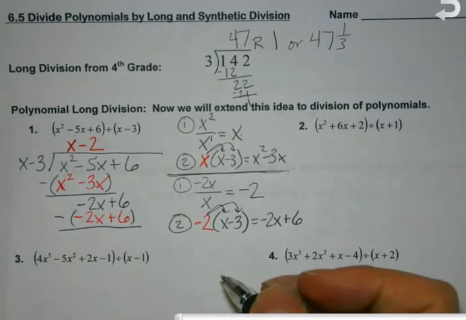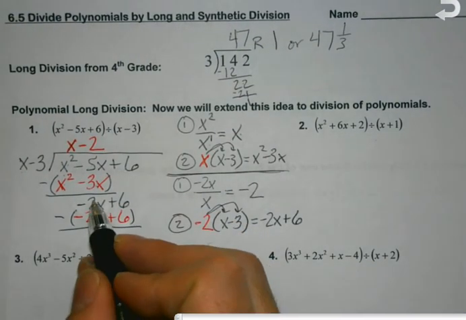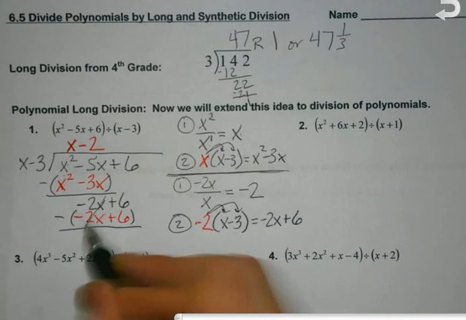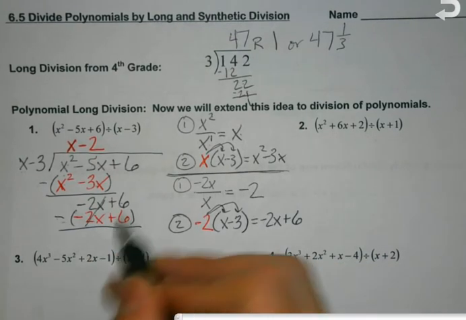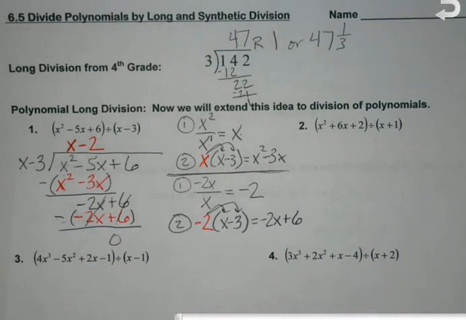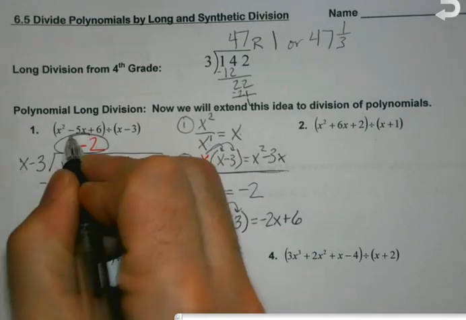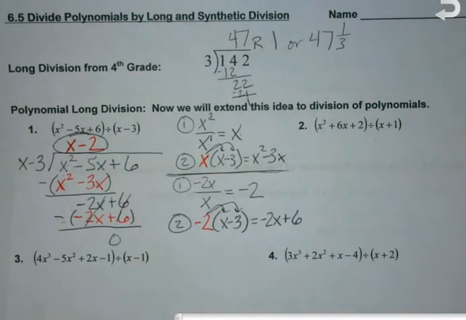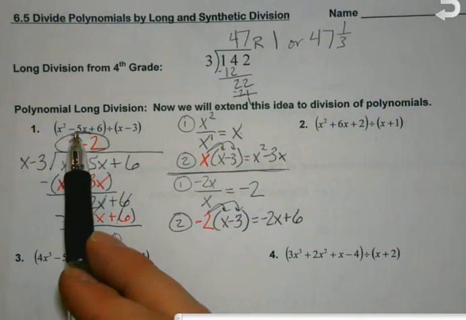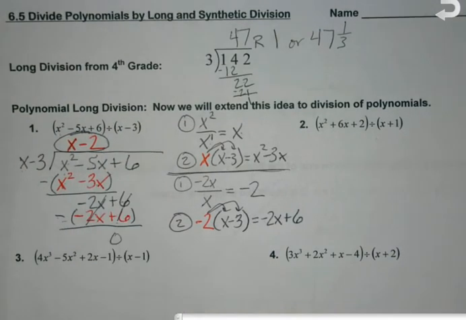Now this time, kind of cool. Negative 2 minus negative 2, that wipes them out. 6 minus 6 wipes them out and gives me 0. That is my answer. If I divide x squared minus 5x plus 6 by x minus 3, that's my answer.